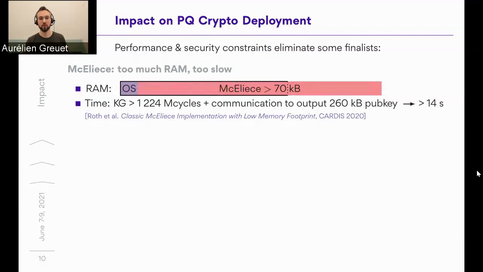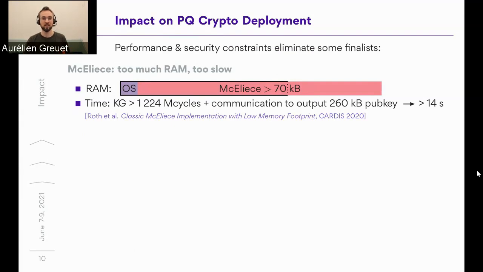So unfortunately, all the previous constraints eliminate some finalists. In this slide, the number of cycles come from the Cortex-M4 implementation for the mentioned references, and the time is the time to perform this number of cycles at 100 MHz, like on a smart card.